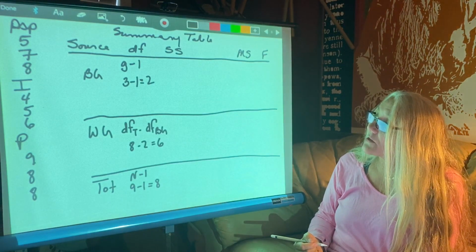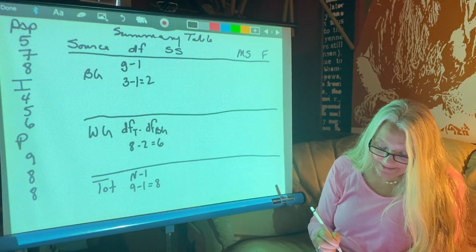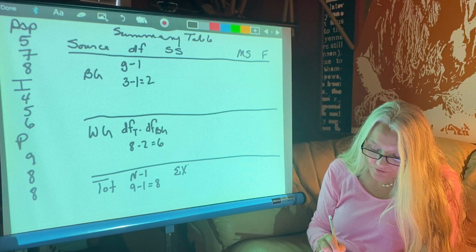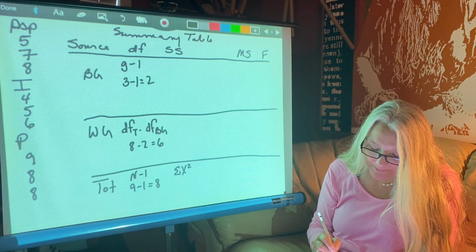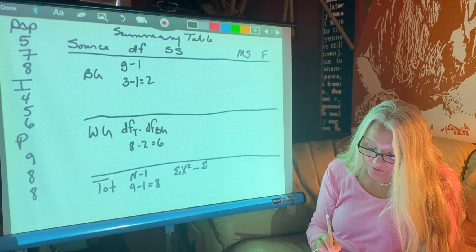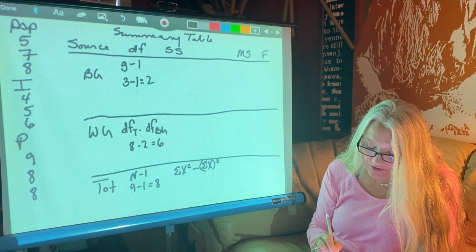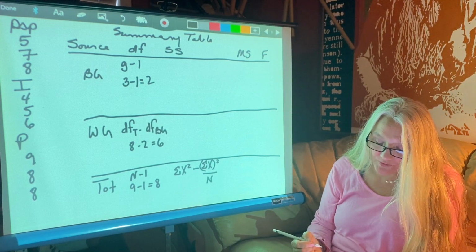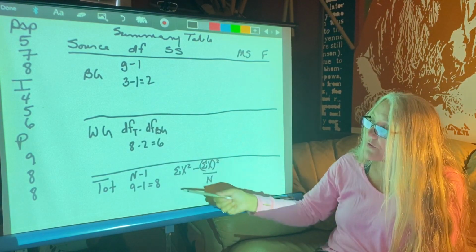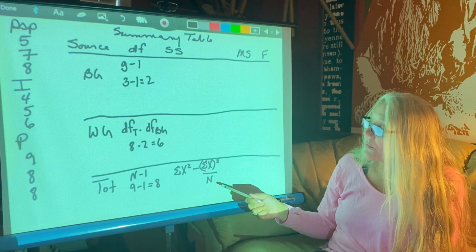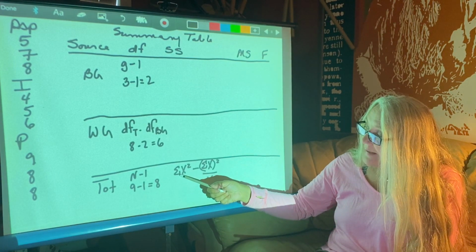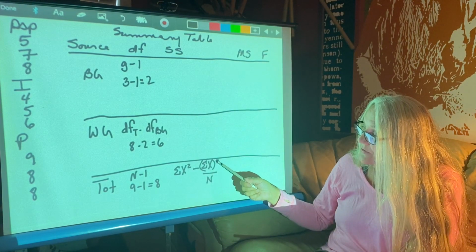Okay, so sum of squares. We know how to get a sum of squares total. A sum of squares total is just the sum of all the scores squared. So we square all the scores and add them up. And then we add all the scores and square the total and divide that by the number of scores. So same old formula for sum of squares that we've been using over and over. So this, remember, we square first, then add. This, remember, we add first, then square.